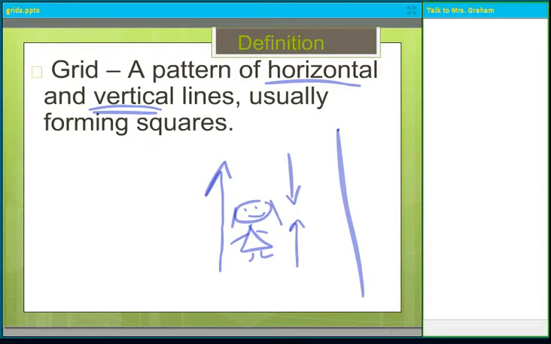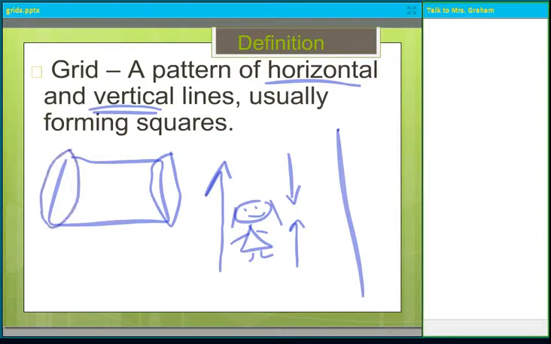You know what? I see a vertical line on my computer. So here's my computer screen. I have a vertical line right here and a vertical line right here on my computer screen. Very good. Yep. It's basically anything going up and down.